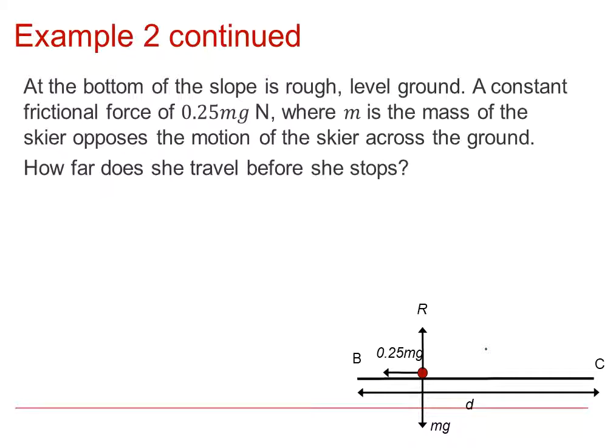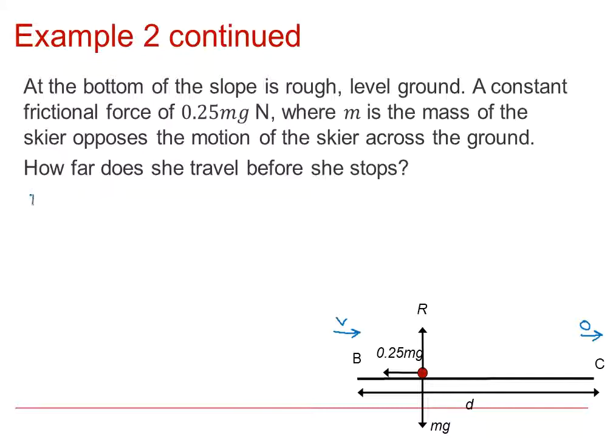At the bottom of the slope, the skier encounters rough level ground. There is a constant frictional force of 0.25 mg newtons, where m is the mass of the skier, and this frictional force opposes the motion of the skier across the ground. How far does the skier travel over this ground? We've already found the speed as they reach ground level, in the previous problem. We know v, and eventually the skier will stop. It's level ground, so we don't need to consider potential energy.